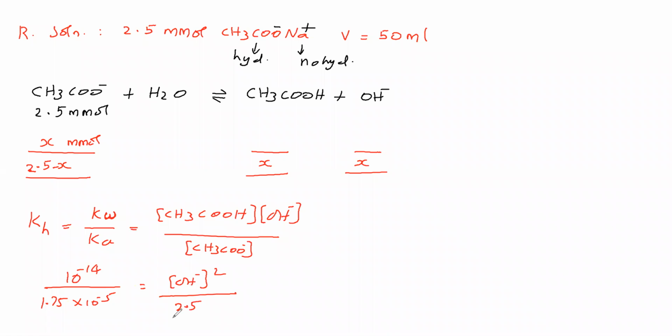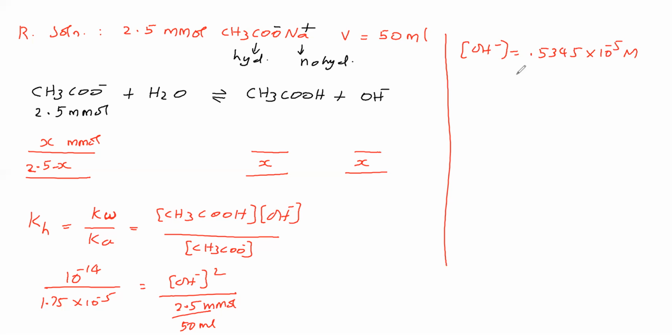So 2.5 millimoles divided by the volume of the resultant solution, which is 50 ml. I substitute that 50 ml, so I got the concentration of acetate ion. From this I can get the concentration of OH minus. So the concentration of OH minus we are getting is 0.5345 into 10 to the power of minus 5 molar.